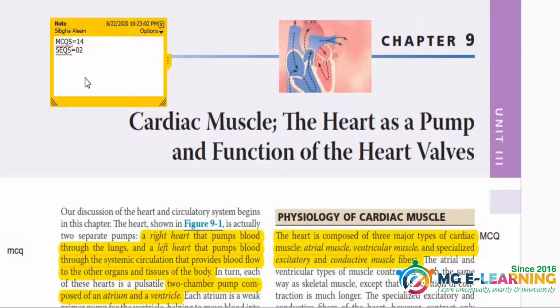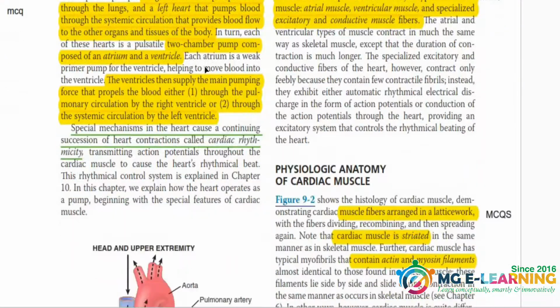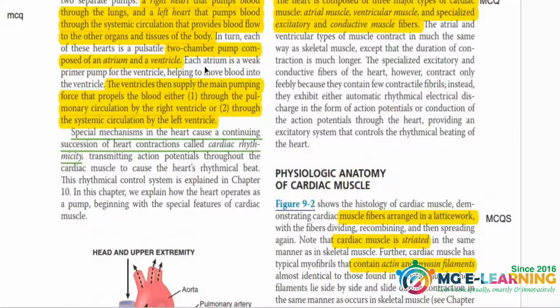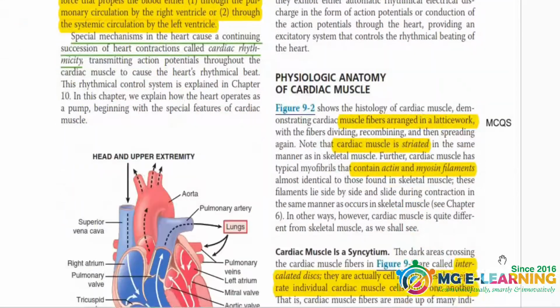So today our topic is chapter 9 of the heart. First of all, you have to know its tools. There are 14 MCQs and 2 SAQs from this section. Now, starting with the chapter, here are some important highlighted points for MCQ. On the next side of the page, this one and this one are also important for MCQ.